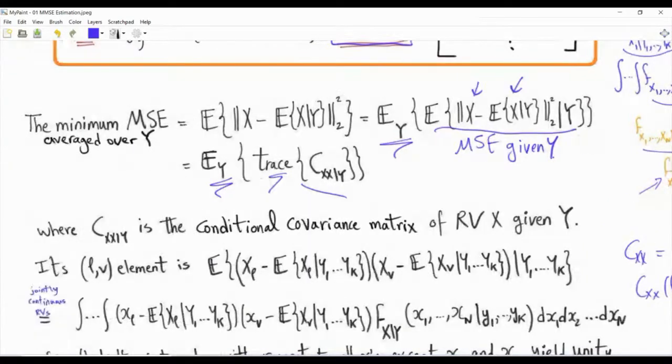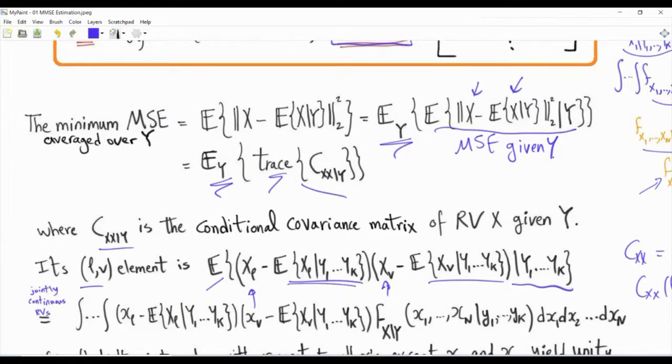So element LV inside this matrix is a covariance. It is the expectation of the product of two things, but you condition on the y's from y1 to yk, and now from each x you subtract not the mean value of the respective x, but the conditional expectation. So here the conditional expectation of XL given the observations, and here the conditional expectation of XV given the observations. So this will be the covariance matrix.